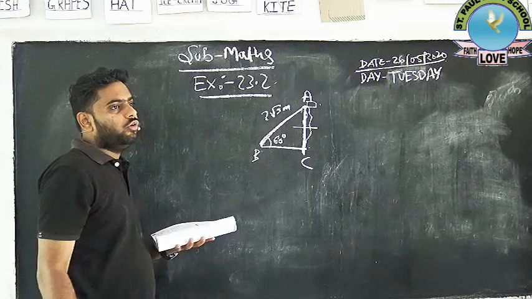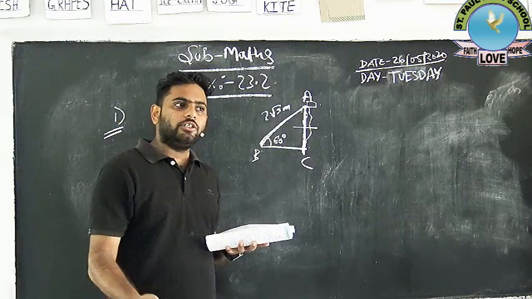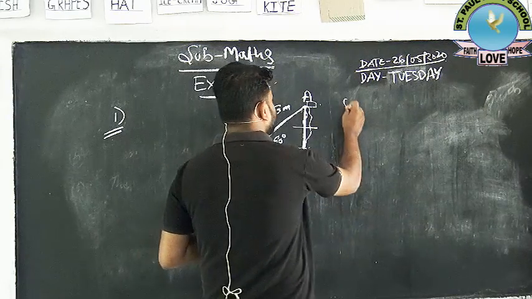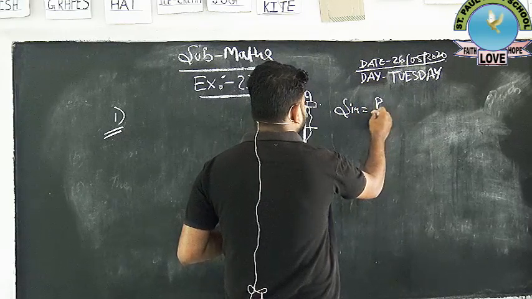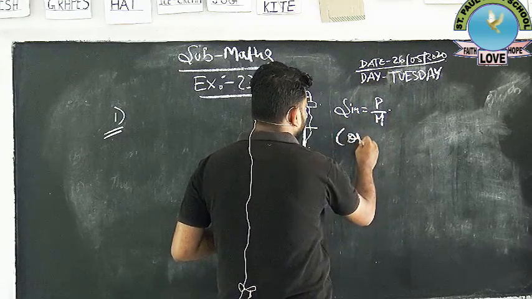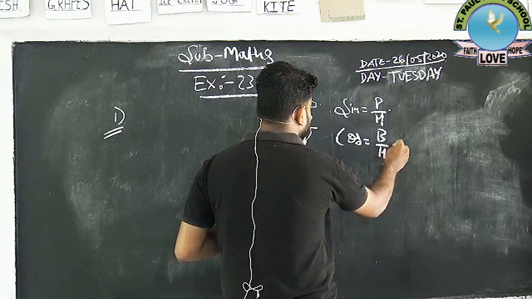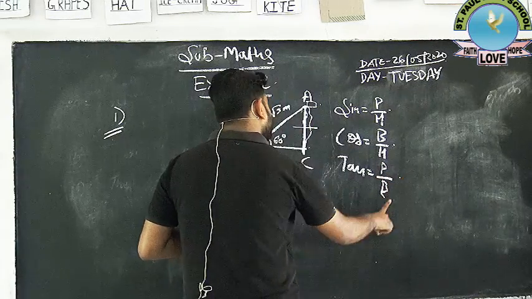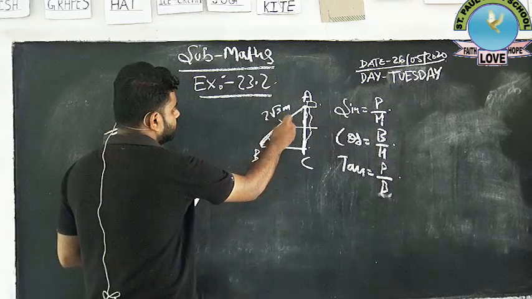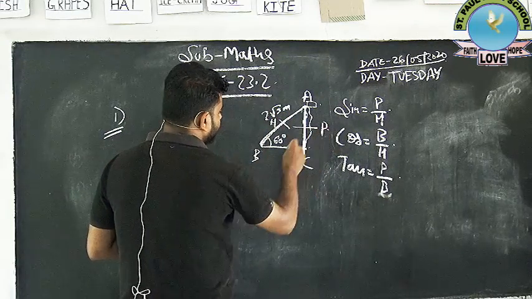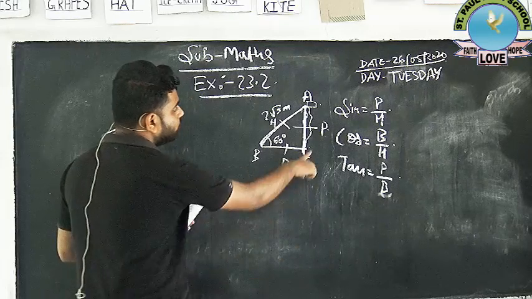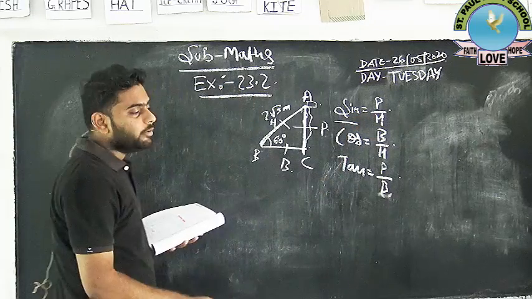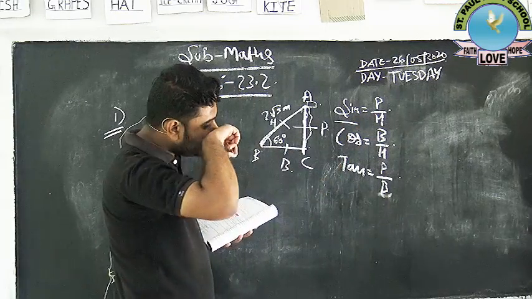In exercise 23.1 we discussed sine, cos, tan. In sine, some people have, in cos, curly brown hair, and in tan, permanently black. Now we have to see what we have to calculate, because this is hypotenuse, this is perpendicular and this is base. So we have to calculate perpendicular. Which formula do we use? Sine. In sine we have P by H, perpendicular by hypotenuse. So we will be using that.